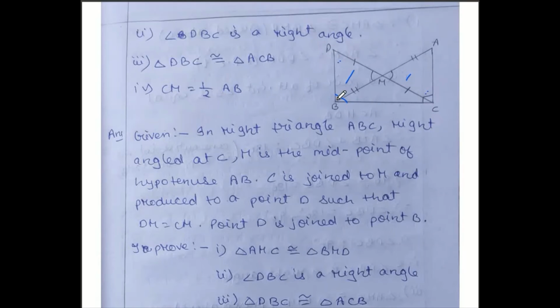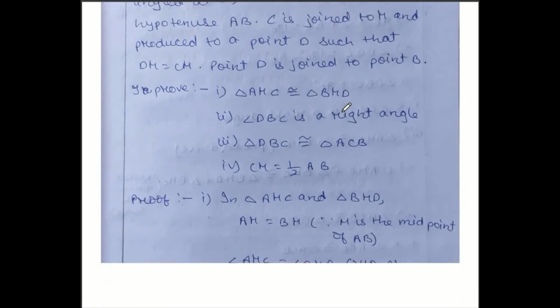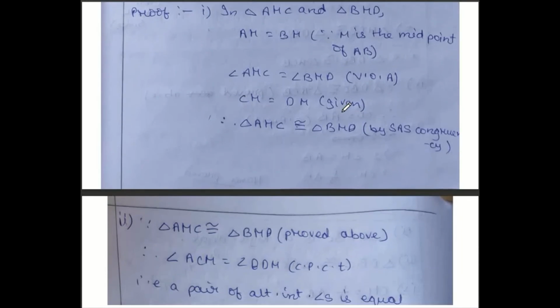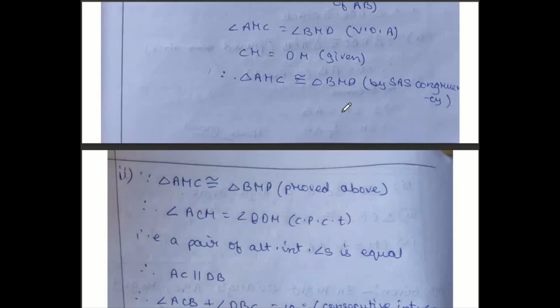That means AC and DB both are parallel. And if these two are parallel, then this angle and this angle both are consecutive interior angles, they are supplementary. So, because without the diagram I cannot show, I have to go back to show the diagram, because every time we cannot draw the diagram also. So please check it properly.